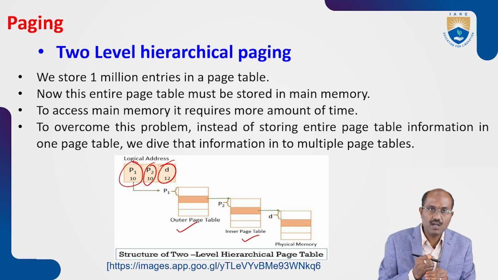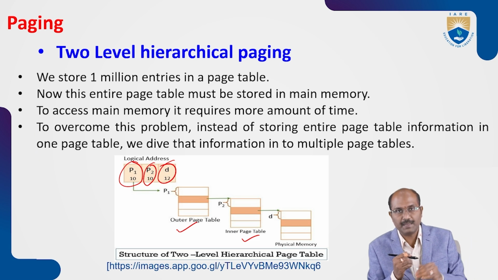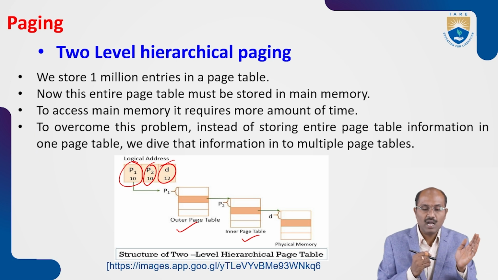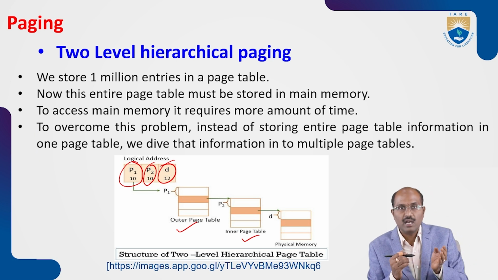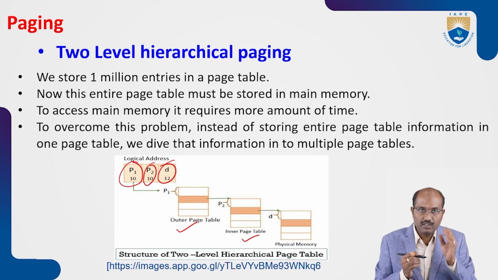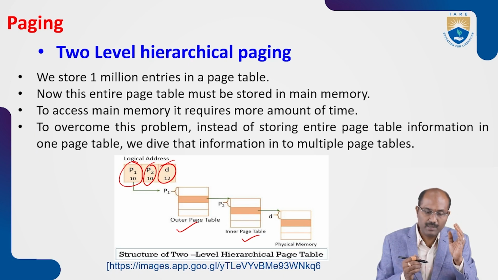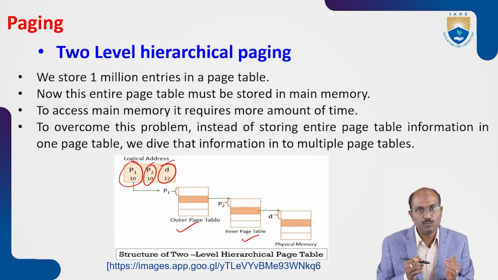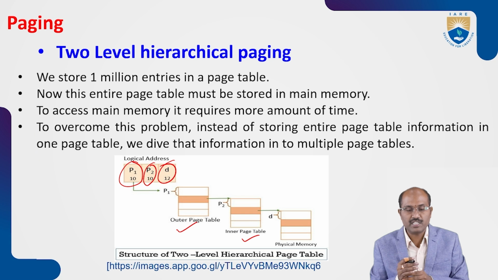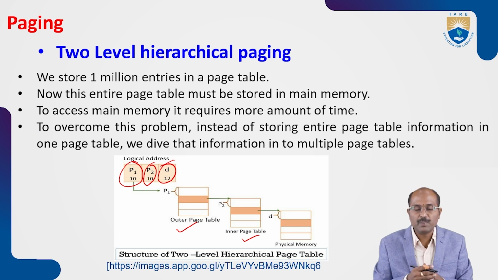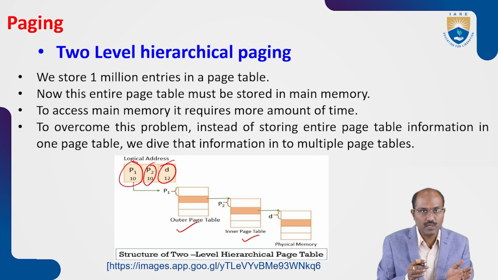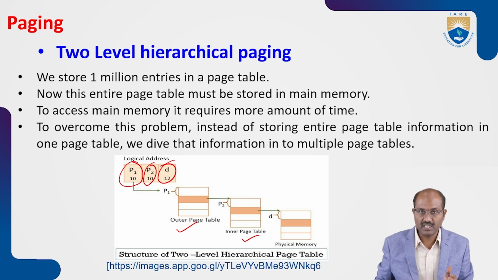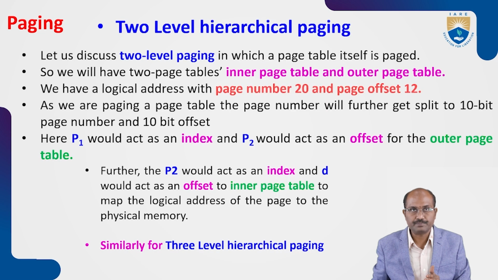This structure is called a two-level hierarchical page table because the page table is divided into P1, P2 and offset. P1 gives the outer page table, P2 gives the inner page table. More time is required for the outer page table and more time for the inner page table. We divide the information from one page table into multiple page tables, forming the two-level hierarchy.